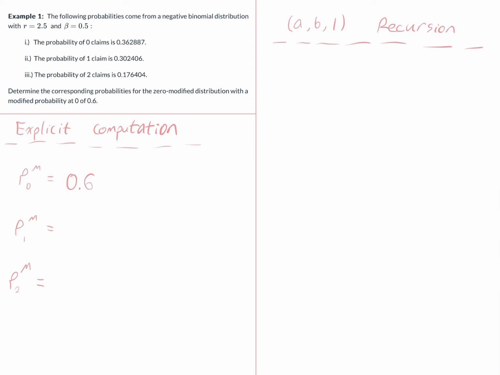So for the explicit computation part, we're going to use our formula that connects this modified distribution to the underlying negative binomial distribution by scaling appropriately to make sure that all our probabilities still sum to 1. So what we can do is start plugging in exactly what we were already given. That includes this probability for 1, this probability for 0, which are found up here, and of course the modified probability of 0 losses, which we were given in the problem. So when we do that, we get the following.